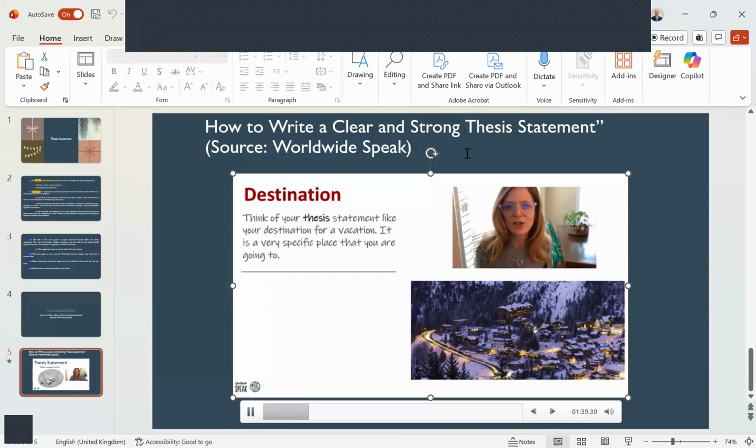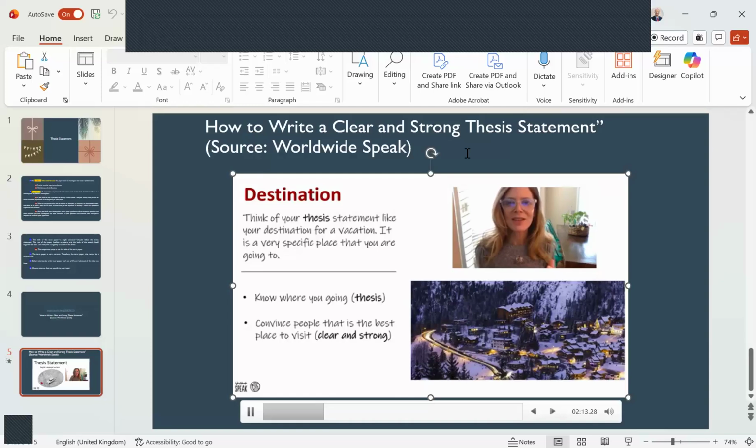You have an opinion or an argument that you would like to convey or to tell your reader, and it's very specific, and it's one place or one idea. You are trying to convince people that this is the best place to visit, this destination you're going to. Well, in your paper, this convincing, like you would convince a friend that the place you're vacationing is the best, in your paper, it's going to be clear and it's going to be strong. You're going to convince people.